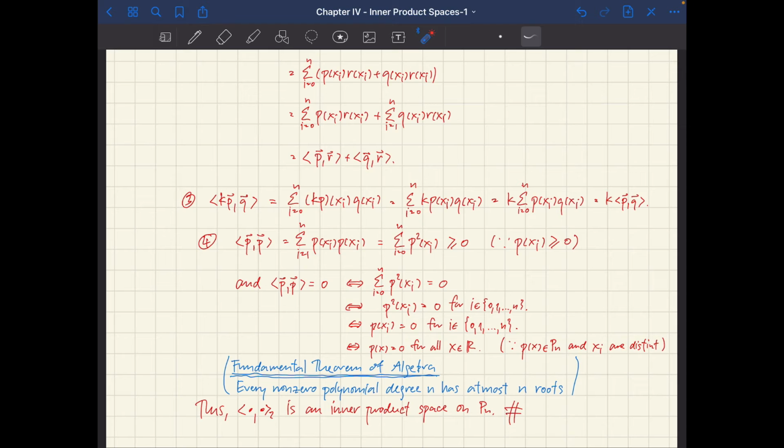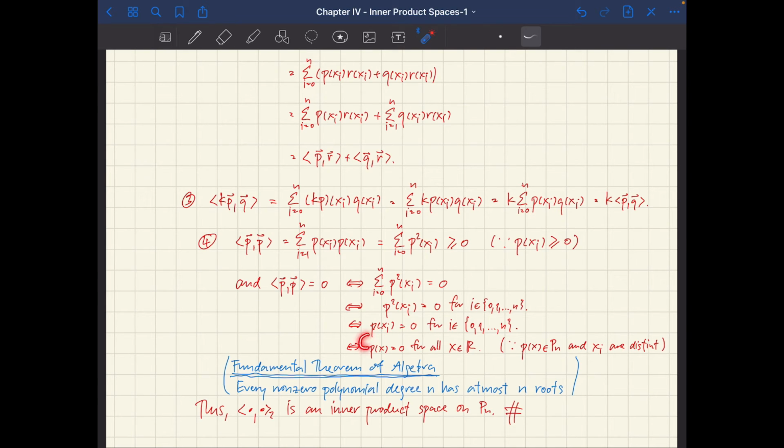So for this one, we will use the fundamental theorem of algebra. The statement of this theorem is: every non-zero polynomial of degree n has at most n roots. Okay, so from this one, the inner product of P with P equal to 0 means the sum of the squares is equal to 0, right? And from this we imply that each component, I mean each term, is equal to 0. And from this, P(xi) equals 0, right?